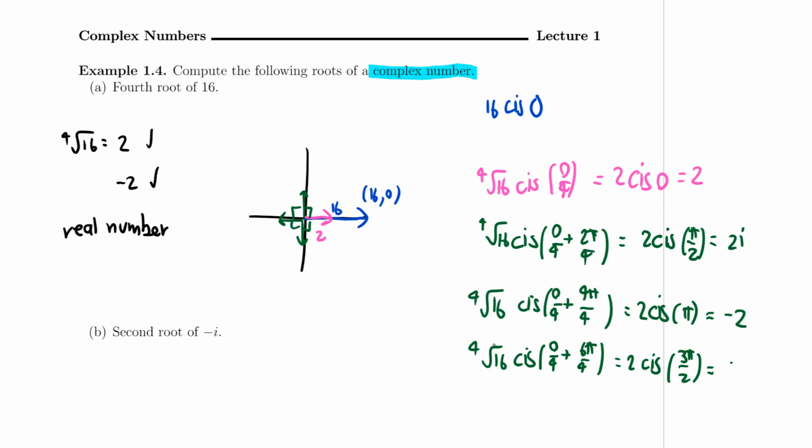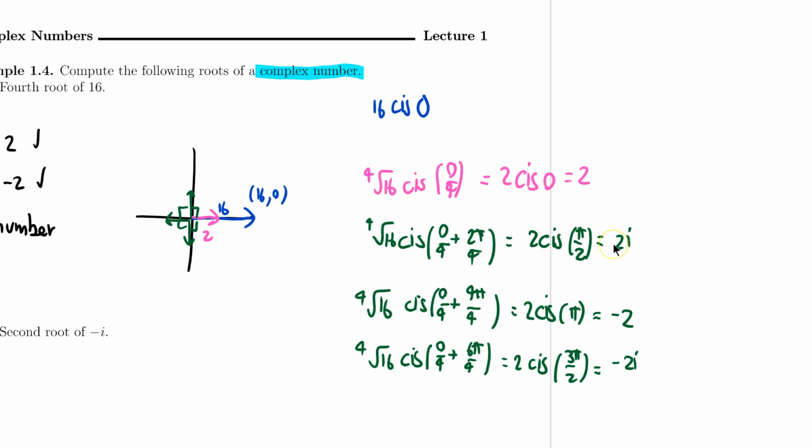And this is going to be negative 2i. And this is one of the downward looking arrows that we have here. So this is going to be all the fourth roots of 16. So if we raise 2 to the 4th power, then you're going to get 16. If we raise negative 2 to the 4th power, we get 16. If we raise 2i to the 4th power, let me try that.